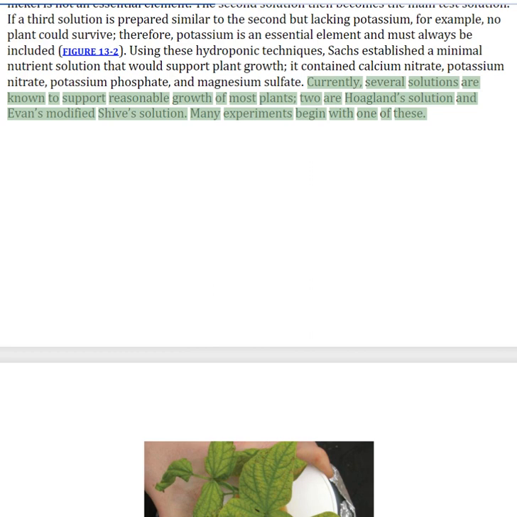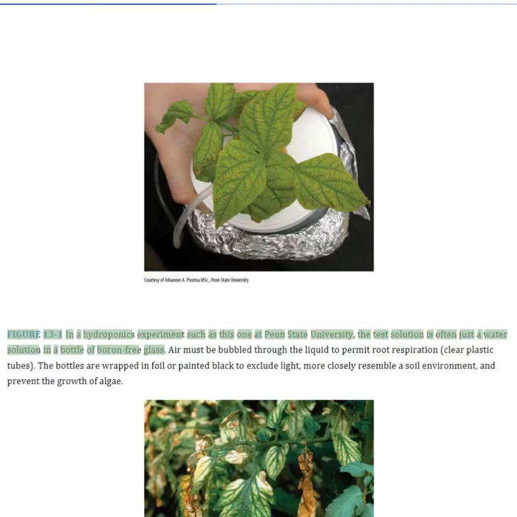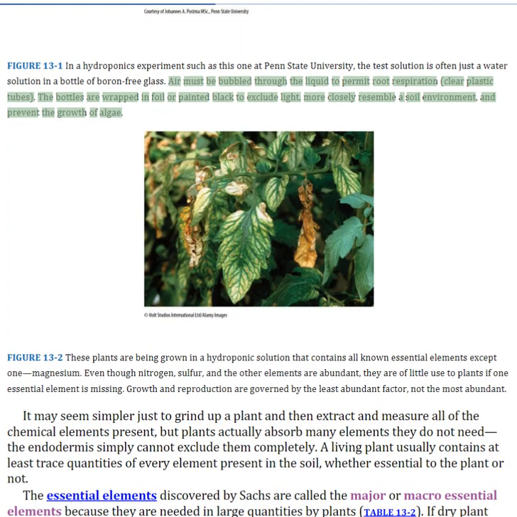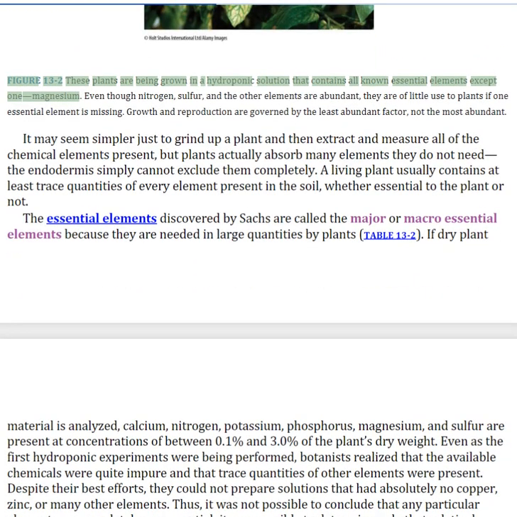Two are Hoagland solution and Evans modified Shive solution. Many experiments begin with one of these. Figure 13.1: In a hydroponics experiment such as this one at Penn State University, the test solution is often just a water solution in a bottle of boron-free glass. Air must be bubbled through the liquid to permit root respiration. The bottles are wrapped in foil or painted black to exclude light, more closely resemble a soil environment, and prevent the growth of algae. Figure 13.